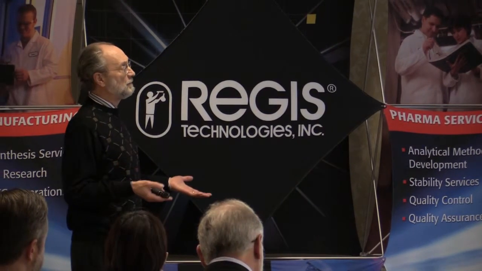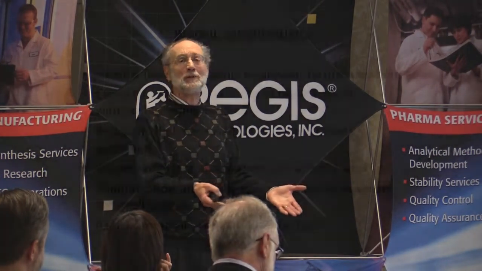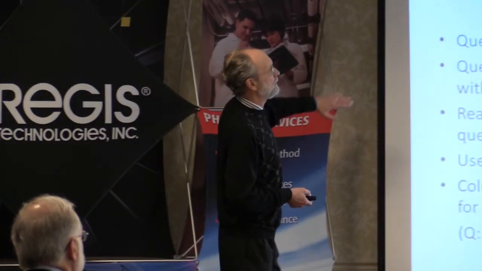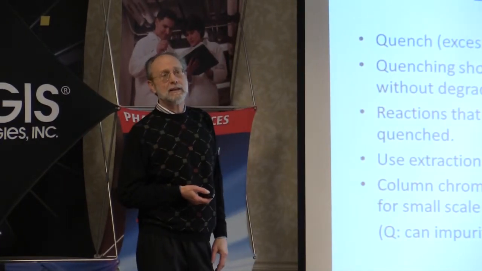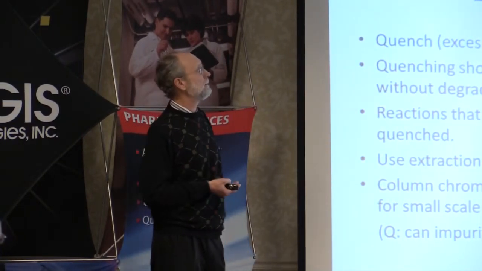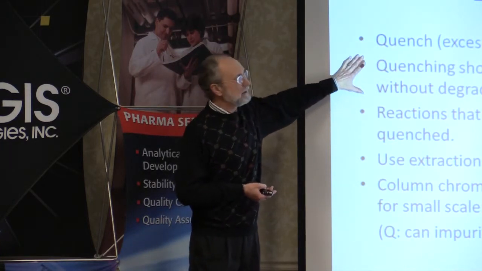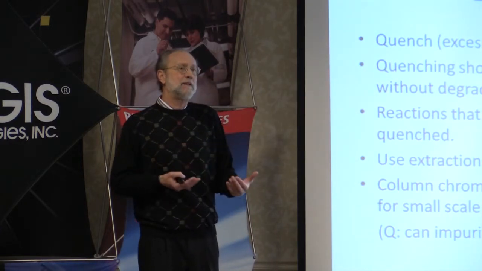Workup considerations. You've generated the goods. Fine. Your HPLC says it's there. How do you put it into a bottle? Okay, the workup is the next most critical part. We want to quench the reagents in order to prevent further reaction, because usually the reagents are there in excess. Not always, but usually. And we want to quench it at a point in the processing where we have the highest concentration of product and not degrade the goods.